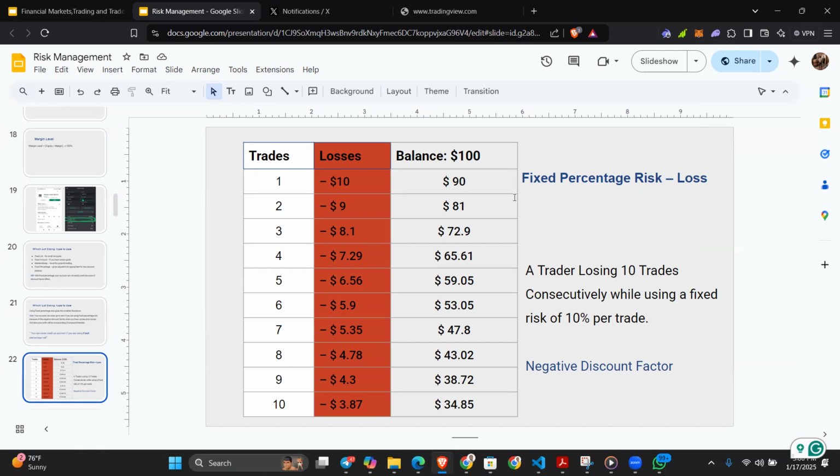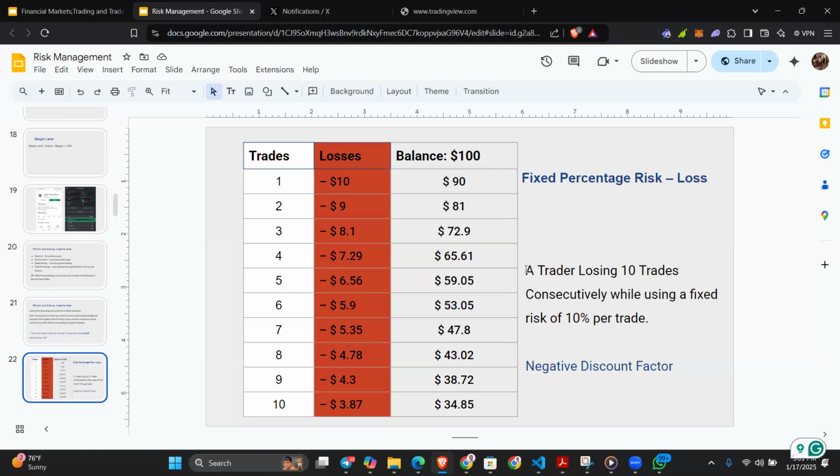Let's say that you are risking... Let's say that your account balance is $100, and you are risking 1% per trade. Now, this is for a trader that maybe has 10 losses at a stretch. So that means out of 10 sample trades you take, there is none that is profitable. All of them are losses, losses, losses, losses.